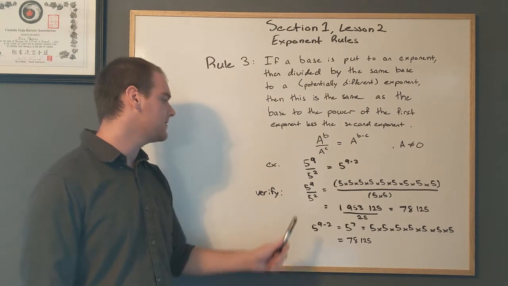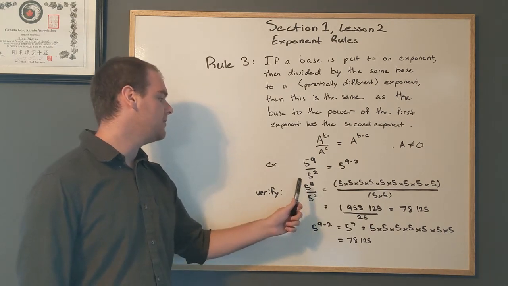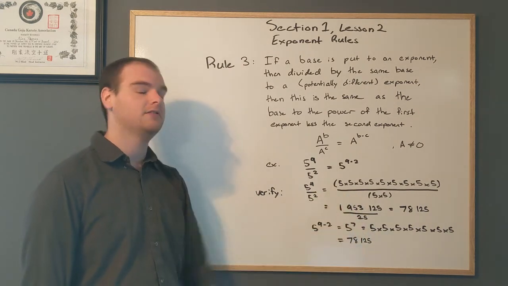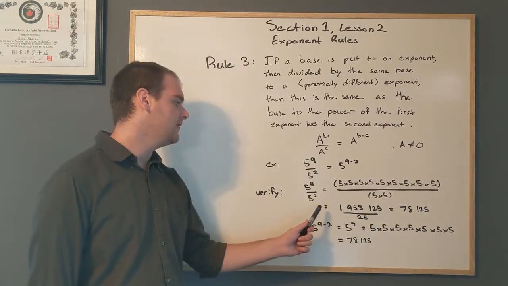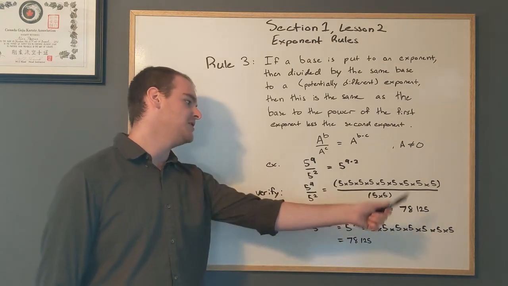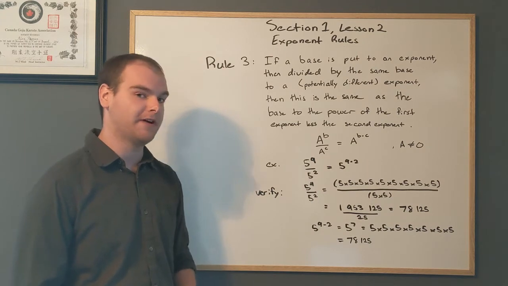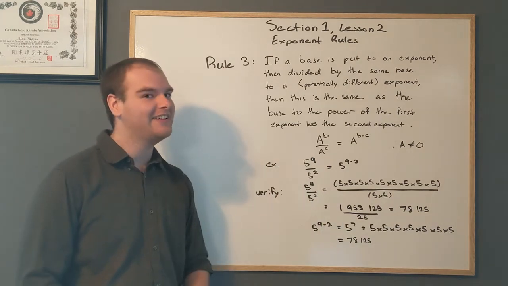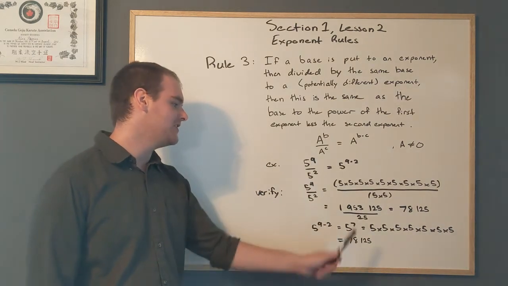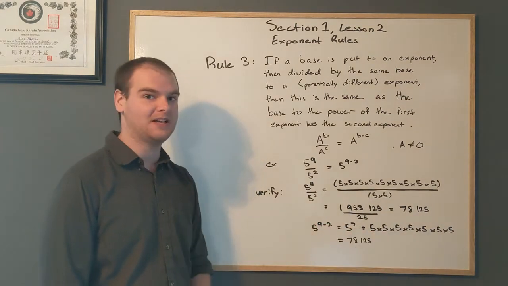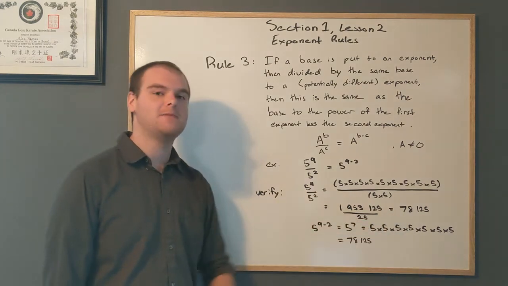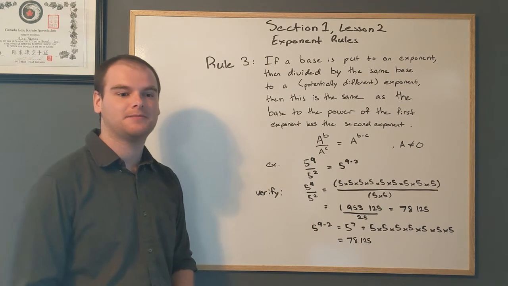And if we verify this result, 5 to the 9 divided by 5 to the 2 is a lot of 5's divided by 2 5's. If we plug this into our calculator, we get a very big number divided by 25, which is equal to 78,125. On the other hand, 5 to the power of 9 minus 2 is 5 to the 7, which is 7 5's multiplied together, which is 78,125, which is the same result, which is what we would expect.